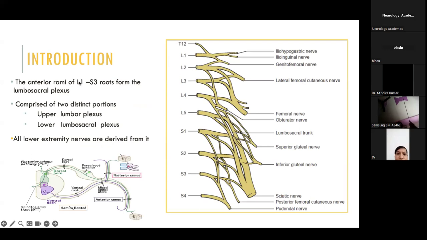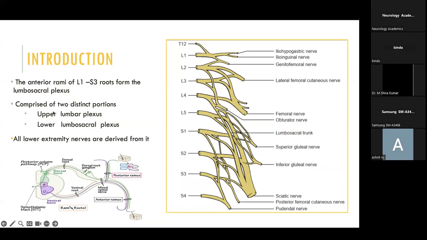They are formed by anterior rami of L1 to S3 roots, which form the lumbosacral plexus. Here we can see the dorsal root from the posterior horn and the ventral root fusing to form the mixed spinal nerve, giving posterior ramus and anterior ramus. The anterior rami of L1 to S3 roots form the lumbosacral plexus. Then the posterior ramus supplies the paraspinal muscles and the cutaneous supply there.